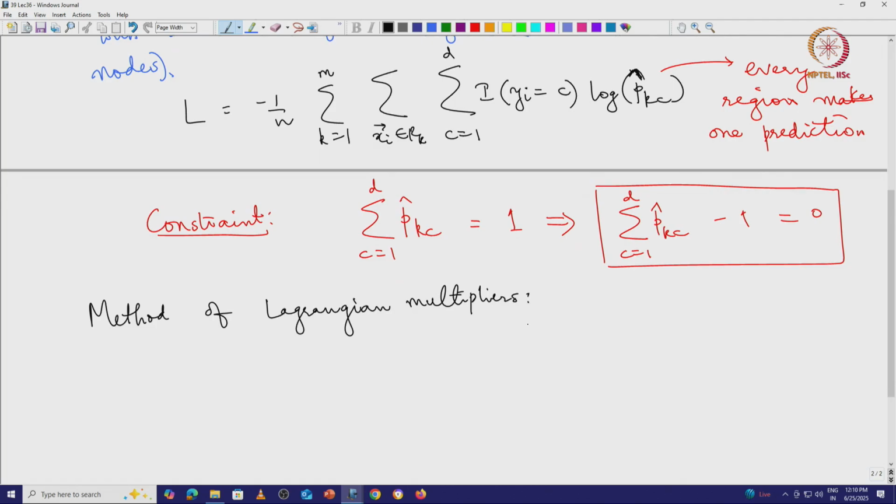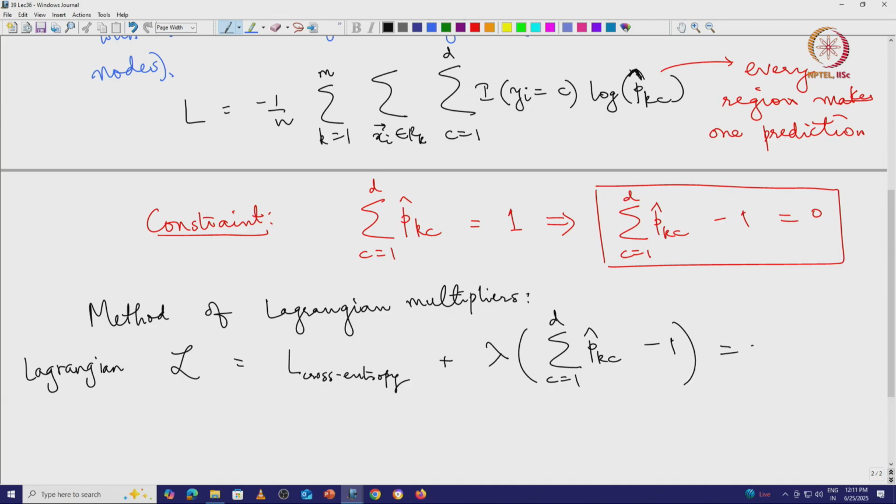for this optimization. So we will define the Lagrangian L. So this L is the Lagrangian here. I have used a slightly different L here. So that is the loss function that we are using, the categorical cross entropy loss, plus a Lagrange multiplier times the constraint, and the constraint is summation c going from 1 to D of p hat k c minus 1 equals 0, and this is called a Lagrange multiplier.